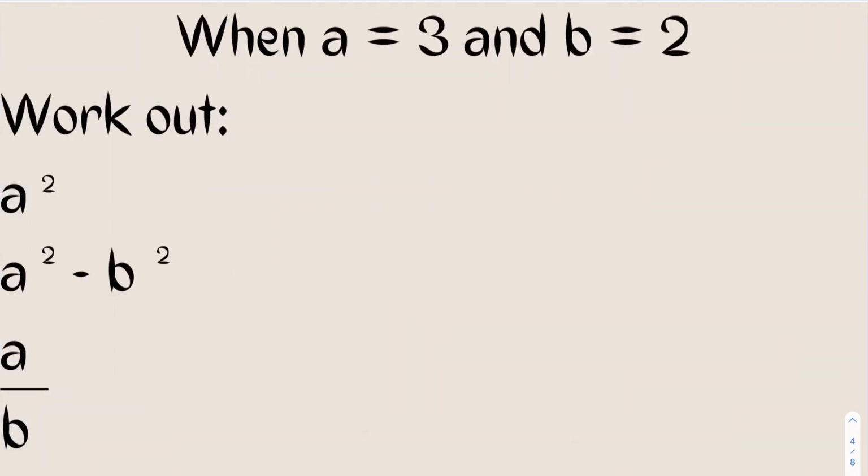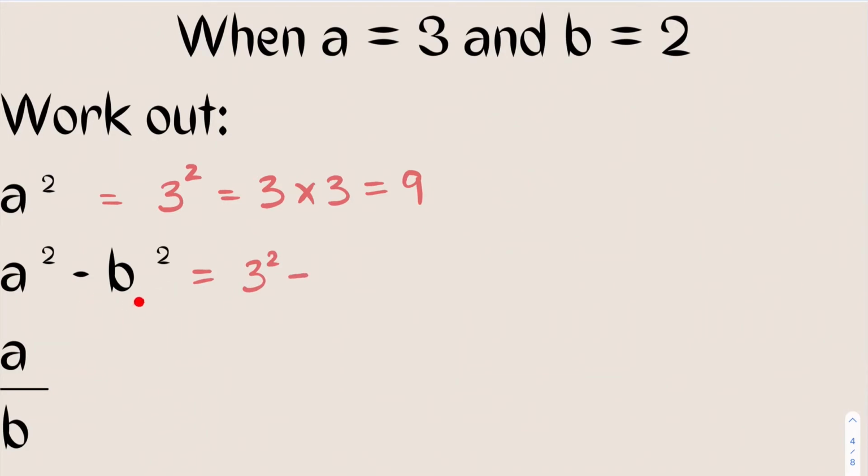Now for the next one, we're going to do a similar thing. And we're going to substitute in the values of A and B. So here A is equal to 3 and B is equal to 2. So A squared, I'm going to substitute in the value of A, so that's 3, and then I square it. And you need to remember that 3 squared means that it's multiplied by itself, so 3 times 3, and that gives me 9.